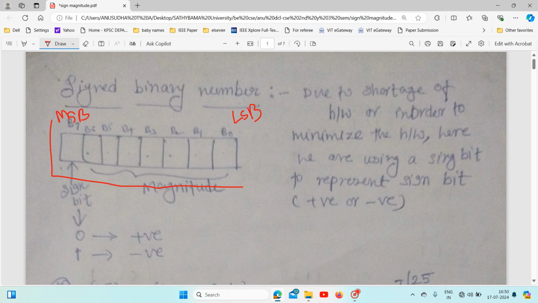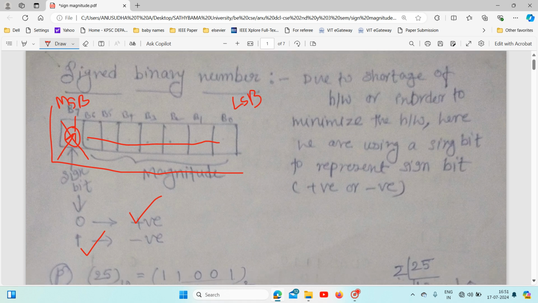The signed binary number is defined entirely by the value of the MSB bit. If the MSB bit is 0, the result is positive. If the MSB bit is 1, then the result is negative. Except for the MSB bit, the remaining bits are magnitude bits. We will take one example to discuss how to represent the signed binary number.